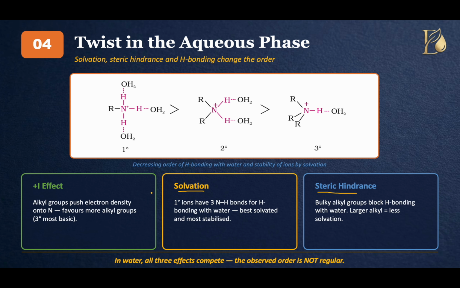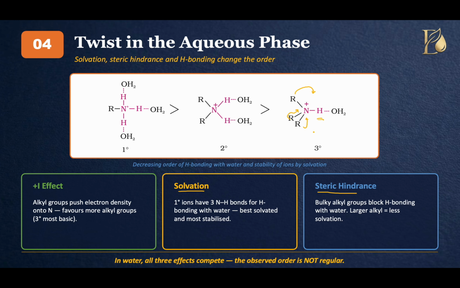So firstly, the plus I effect still favors higher alkyl substitution, because more alkyl groups push more electron density towards nitrogen. According to this factor alone, tertiary amines should be the strongest bases, right? Because in tertiary amines there are three alkyl groups, so they can donate electron density towards the nitrogen atom in three different ways. So electron density will increase and it should ease the protonation process. If you think only of this effect, then tertiary amines will have the highest basicity.